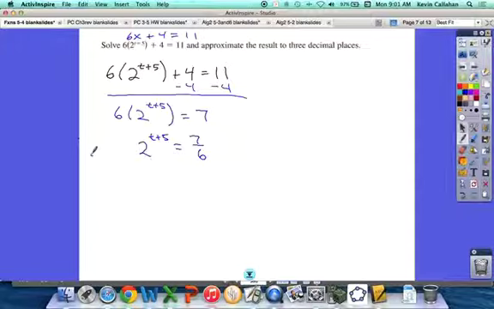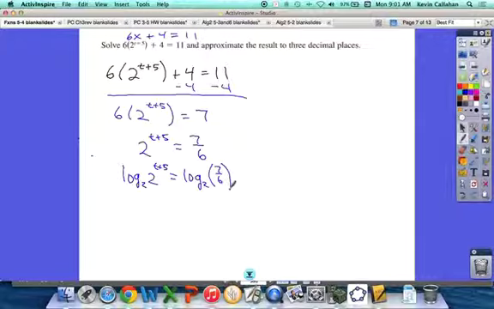Okay, next. Take logarithm both sides. Which logarithm? Base 2, right? Match the base of the logarithm with the base of the exponential. So log base 2 of 2 to the t plus 5 equals log base 2 of 7/6. And I would not simplify 7 over 6 and turn it into a decimal. Just leave it there for now, right? We'll get it in the end.